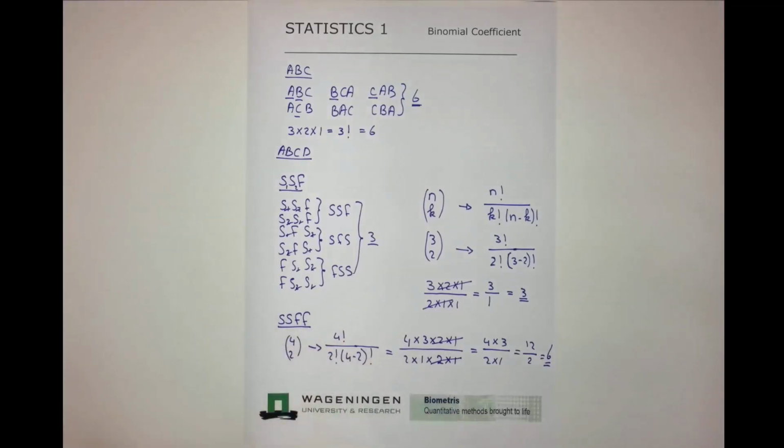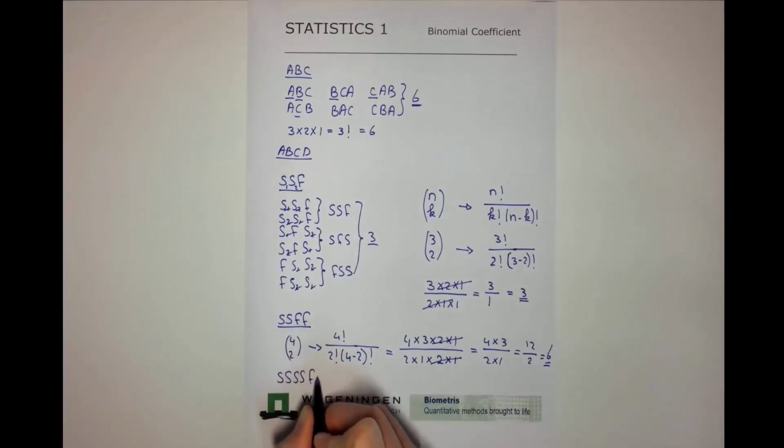I hope that this video gave you a better understanding of the binomial coefficient. Before you close this video, please try to calculate yourself how many unique orders we can make from the letters success, success, success, success, failure, failure, failure. If you are able to calculate this, I'm sure you understand the binomial coefficient well.